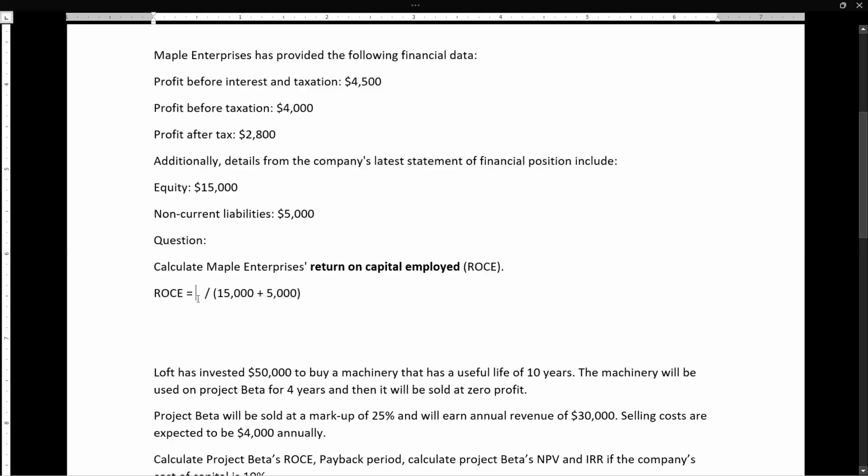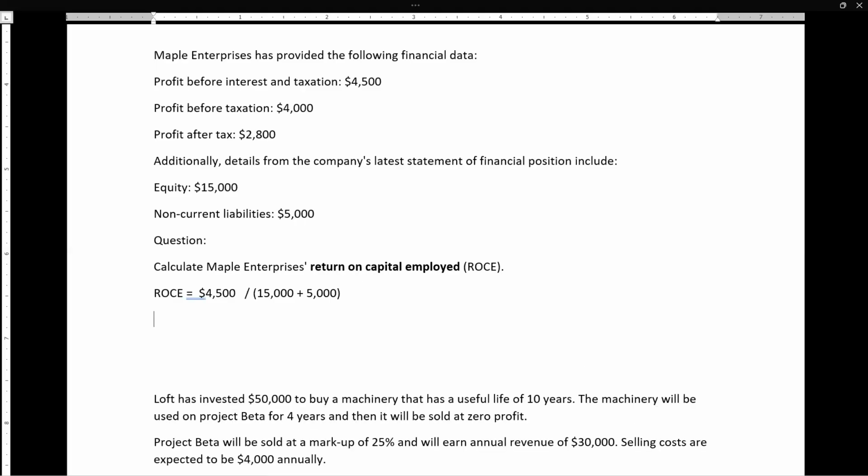When we are talking about the return that we need to divide, that would be a return that is going to be split between equity holders and debt holders. So this has to be profit before interest. So it would be 4,500 profit before interest and tax.